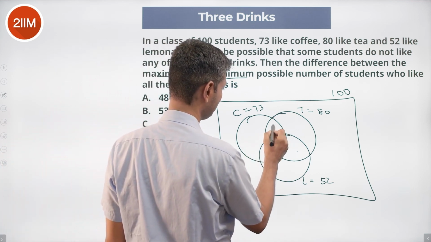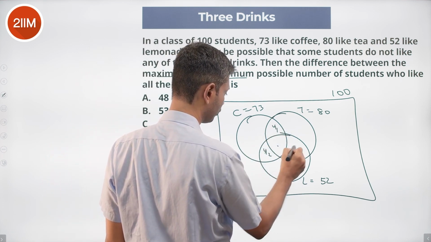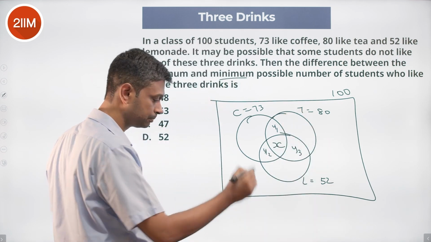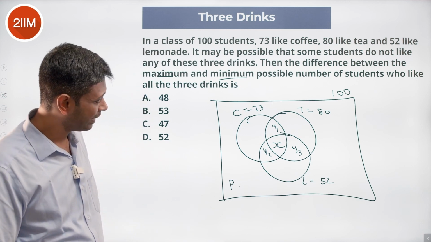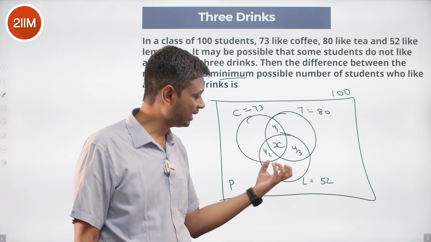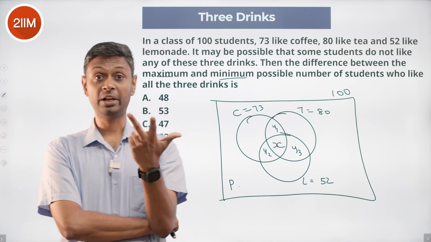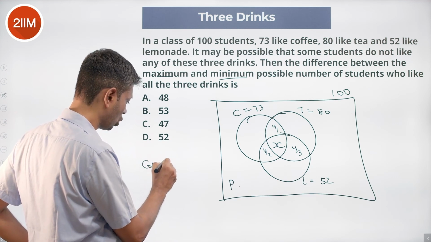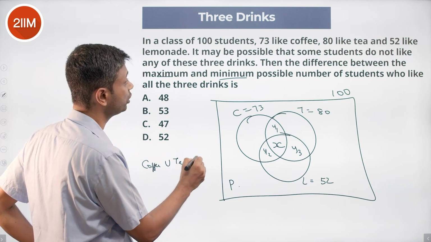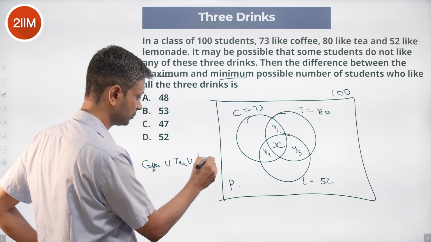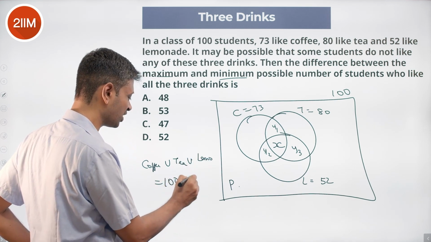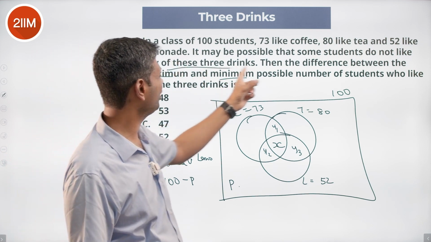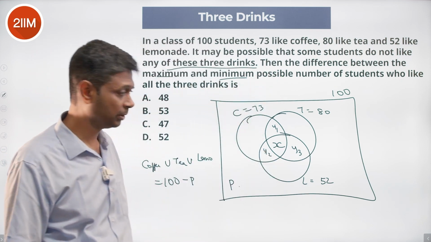Call this as y1, y2, y3. Call this number as x. Outside let it be p. Now if I add C, T and L, that is coffee, tea and lemonade, I'm interested in finding coffee union tea union lemonade. This number is 100 minus p. Chances are we'll put p as 0 and then simplify this. But I still want to put p because I said some students do not like any of these 3 drinks. That's given. So 100 minus p.